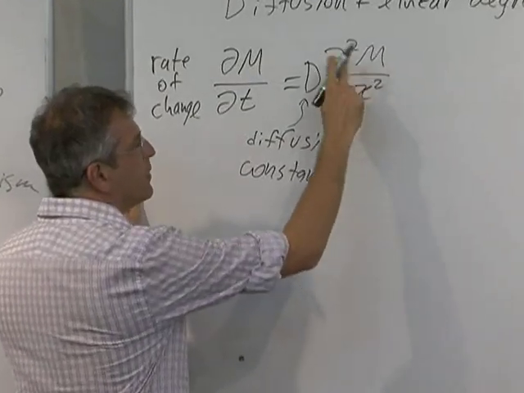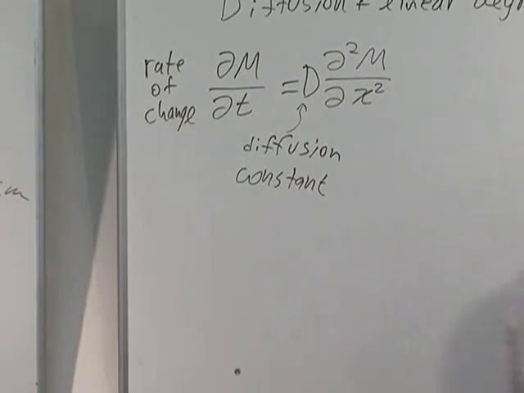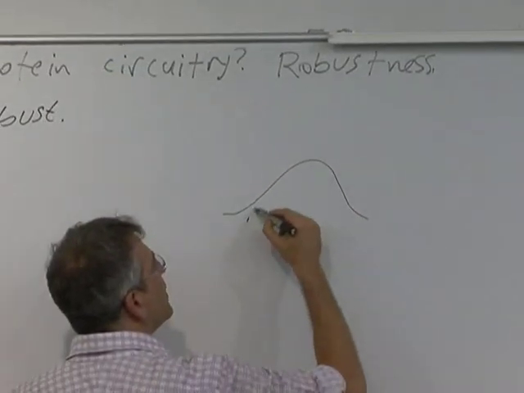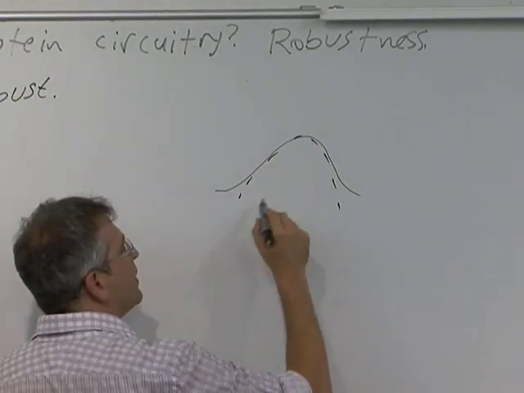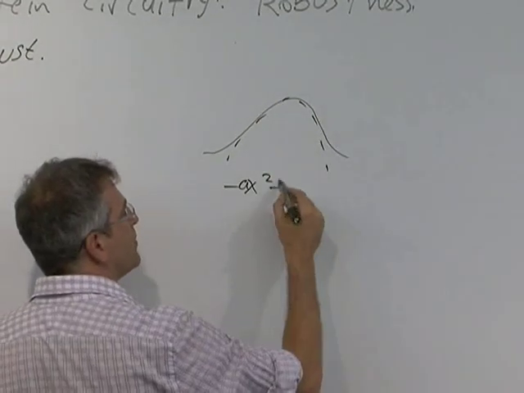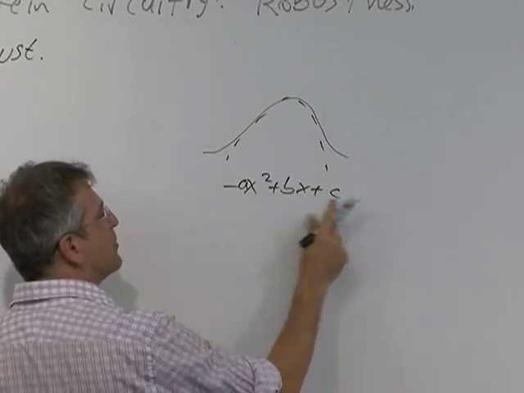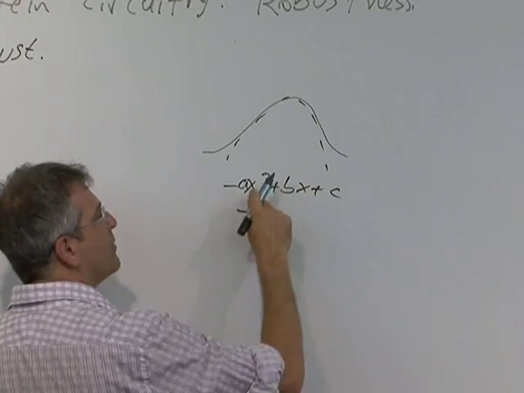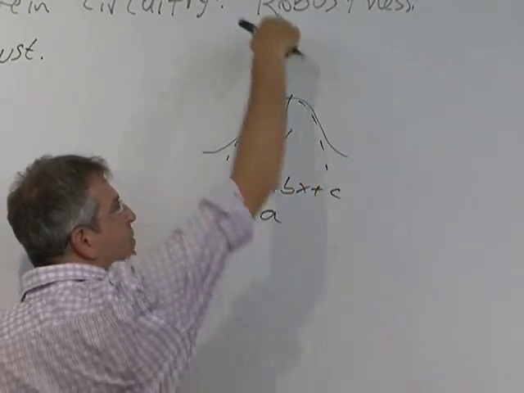And this term, the second derivative, is a nice thing. If your concentration profile looks like this, here it looks like a parabola, something like minus x squared plus bx plus c. If you take the second derivative, you get something negative. So parabolas like this go down.